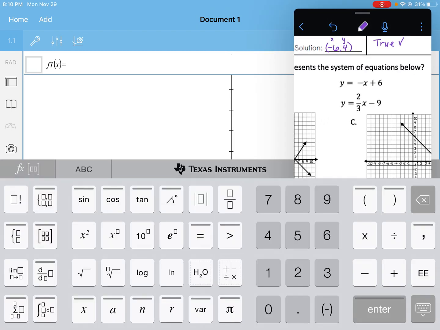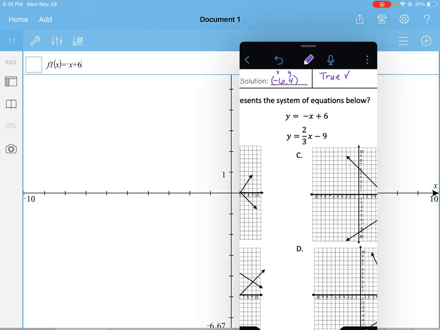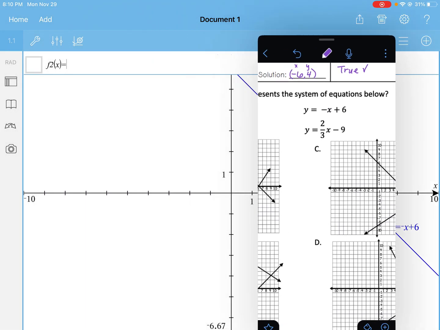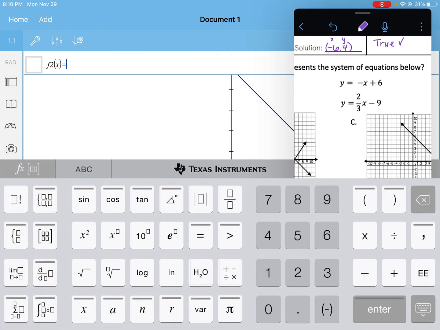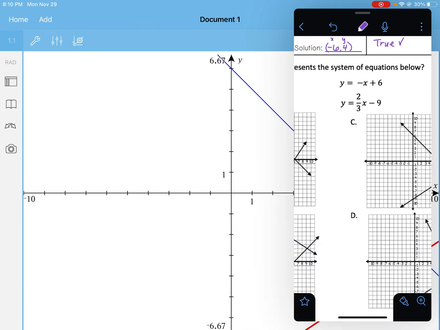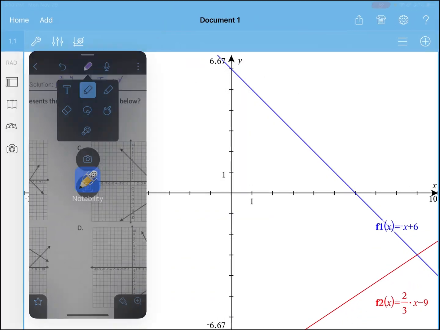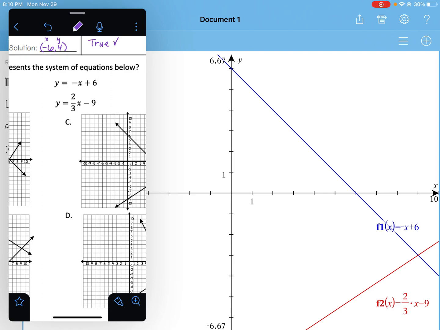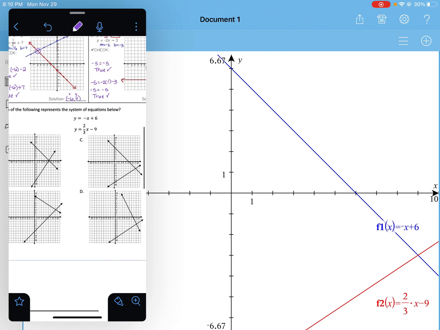So in F1, I'm going to type in negative x plus 6. And then I'm going to hit the down arrow one time so that I see F2. And now I'm going to type in 2/3 x minus 9. And I'm going to hit enter. And I should have a red line and a blue line. Okay, a red line and a blue line.